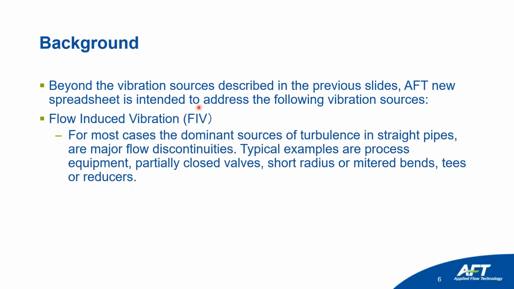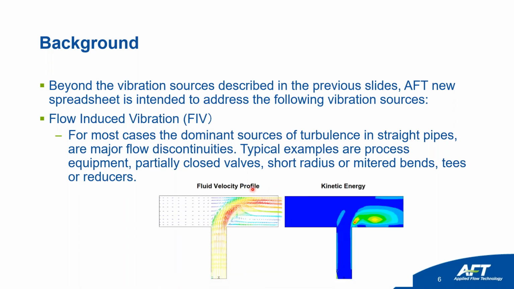For most cases, the dominant source of turbulence in straight pipe are major flow discontinuities. Typical examples are process equipment, partially closed valves, short radius or mitre bends, and reducers. So what we have here is the main pipe with a flow pattern that is altered by a discontinuity. In this case, we're talking about a T.